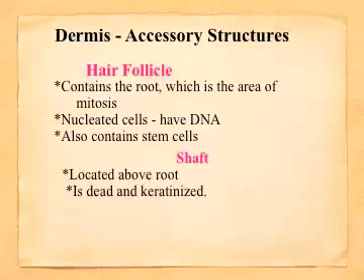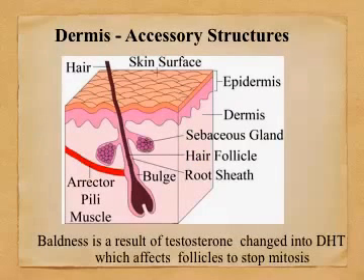The shaft is the part of the hair that you see. It's located above the root, and I should add above the surface of the skin. What you see above the surface of the skin is dead, and it contains keratin. So hair has a little bit in common with the epidermis, where you have the dead cells that have lost their nuclei that are visible.